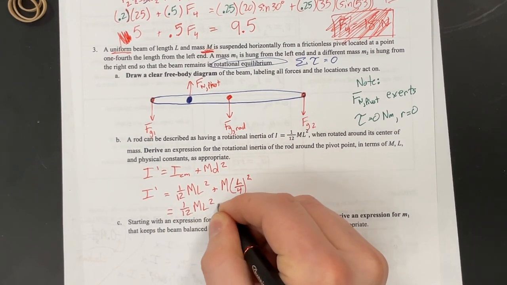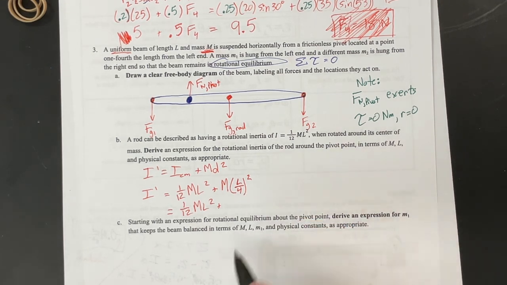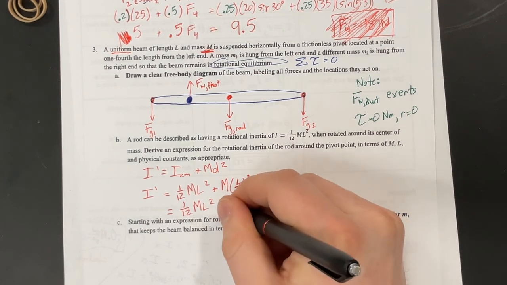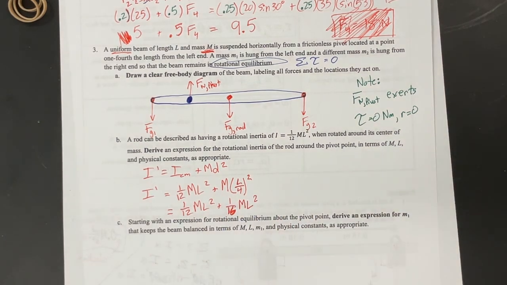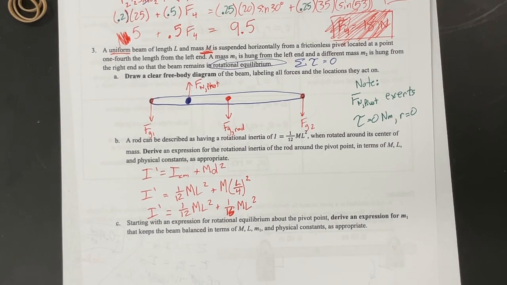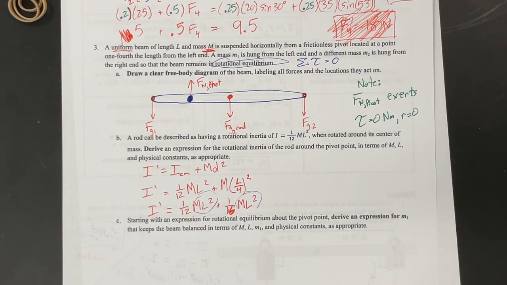(1/12 ml squared plus), and then I'm going to simplify this a little bit because I have a over 4 that's getting squared, which turns into a 1/16 ml squared. Well, if you'll notice, they have a common basis. So if we can do some fraction addition, we can get this all in one term.